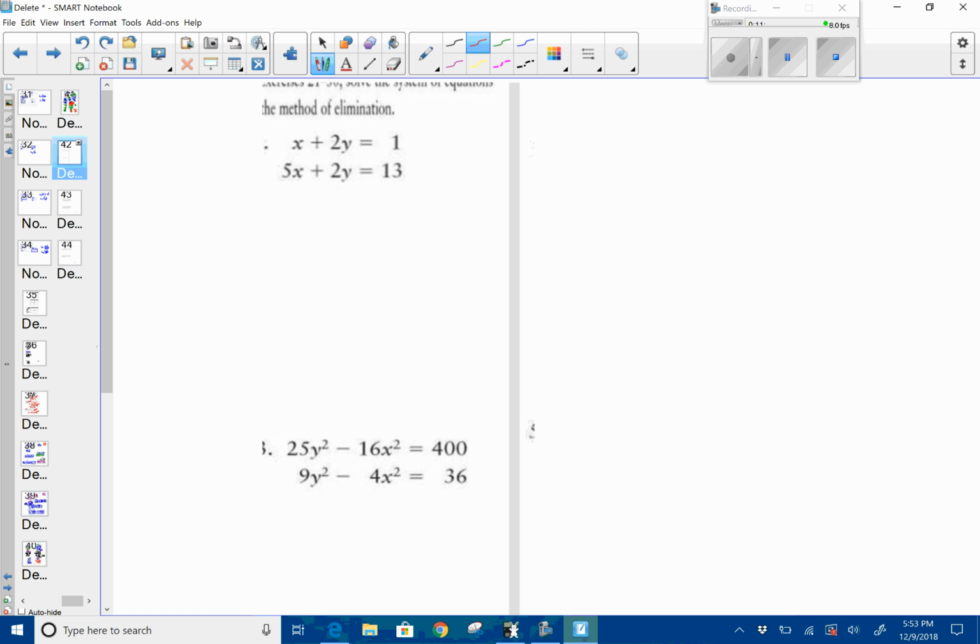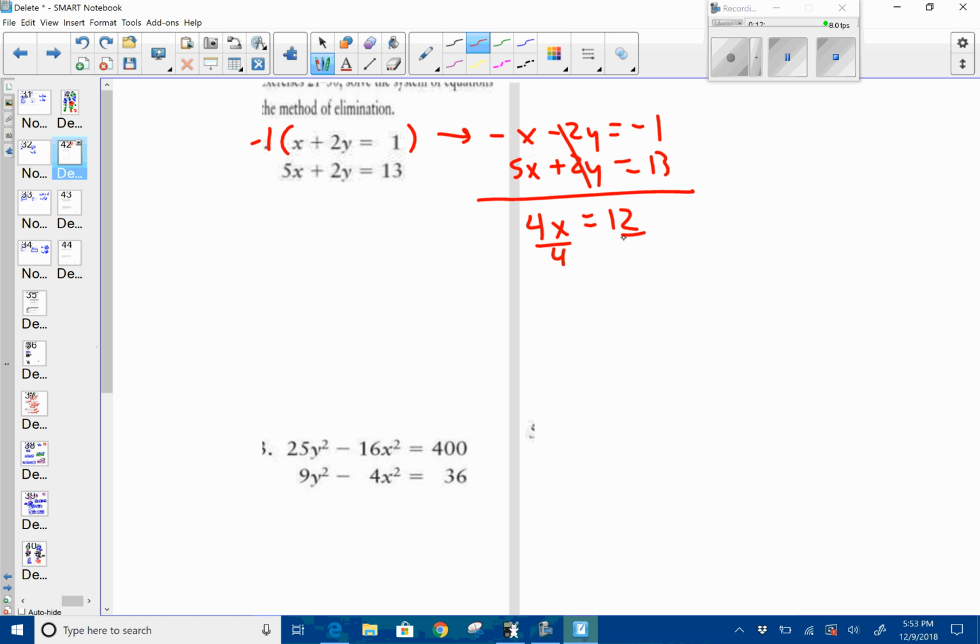All right, so elimination. Elimination means that I take one of them and I get rid of each of the variables. So I noticed that if I can take this top one right here and make it a negative, that would work. So I multiply it by -1. My new equation is negative x minus 2y equals -1. I'm going to keep the second one as is, plus 2y equals 13. This cancels out, so I'm left with 4x is equal to 12. Divide both sides by 4, and I get x is equal to 3.